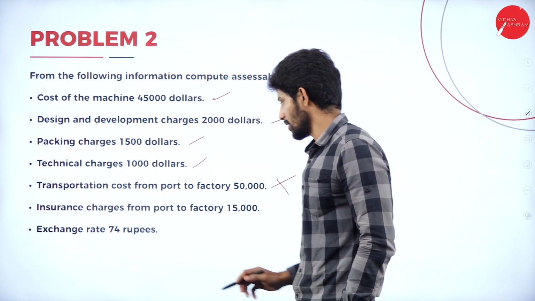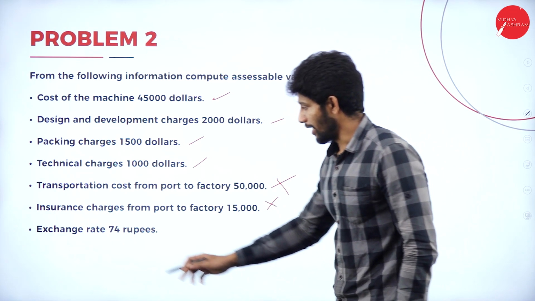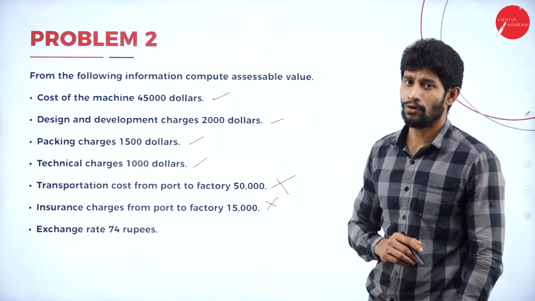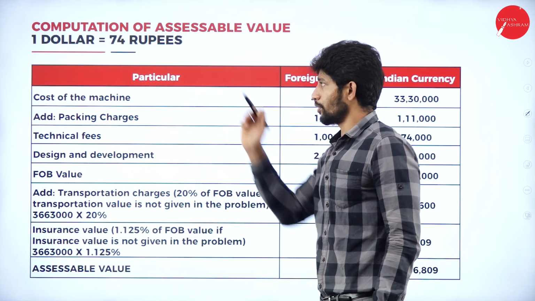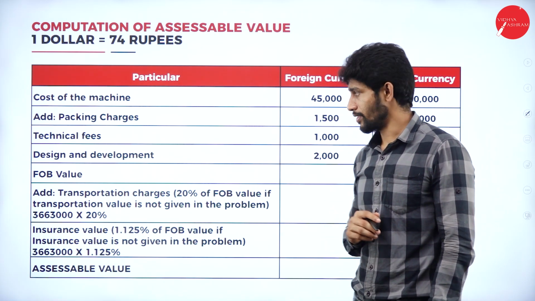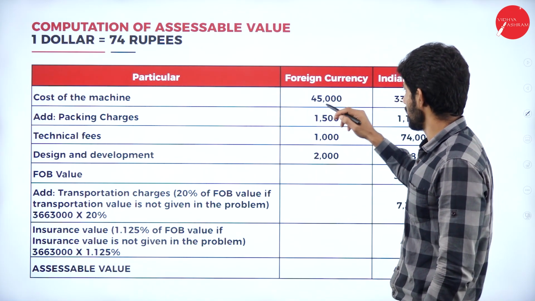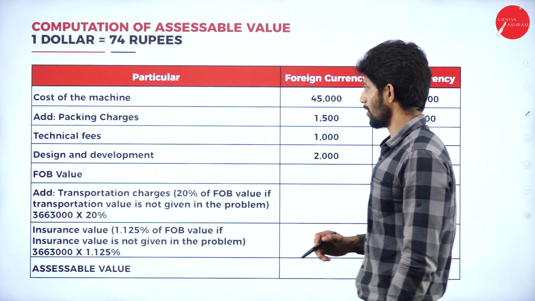Next, insurance charges from port to factory, again not considerable. And exchange rate is 74 rupees. So moving on to solve the problem, computation of assessable value, $1 equals 74 rupees. So particulars, foreign currency, Indian currency. Cost of machine, what is the cost of machine?